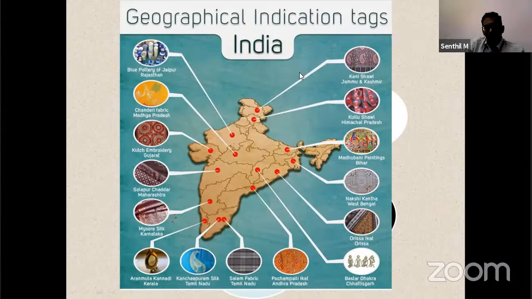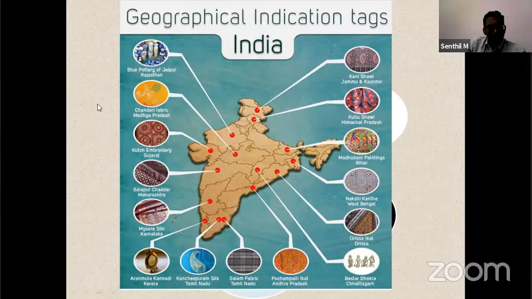I think somebody has sent a chat. It is a sari in Kerala, Aranmula mirror. Okay, it is a sari design. Okay, thank you. It is a sari design in Telangana. Okay, thank you. I got some information today.